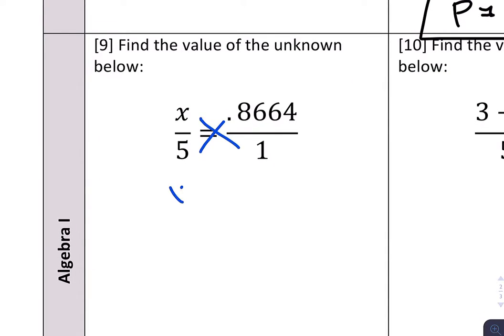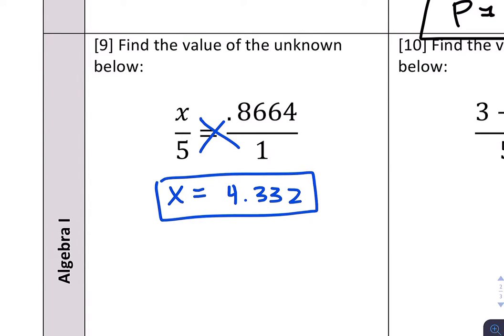So crossing one way we have x, the other will be 5 times 0.8664. Well, it should give us 4.332. And since that's just a 1x, we're quite literally done. So the x value here is just 4.332.